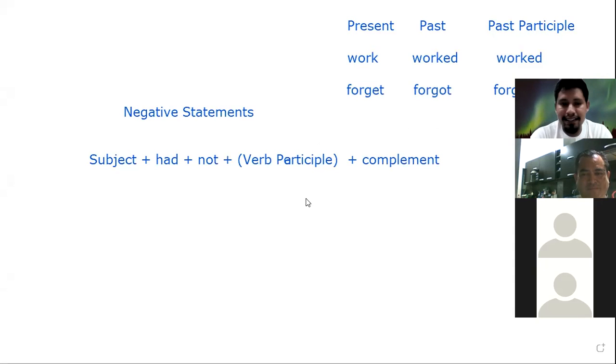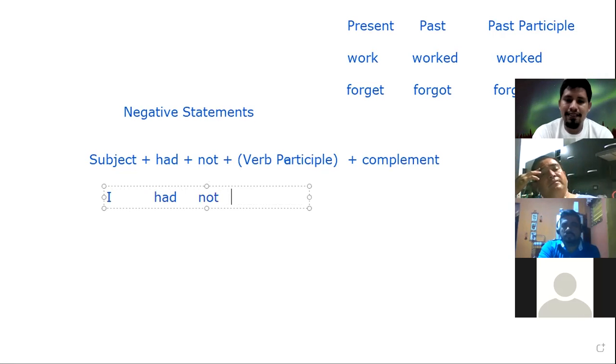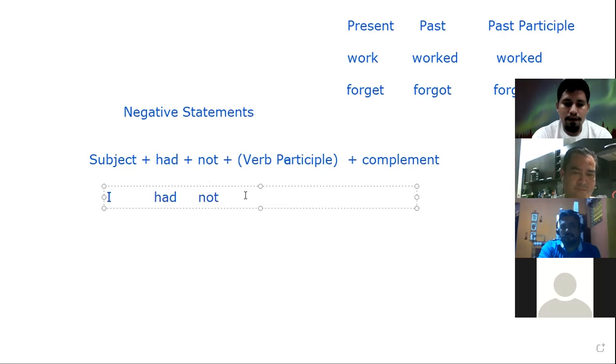If we're going to construct a sentence, in this case you're going to be helping me to construct this sentence. Can you tell me a subject? I. Okay, I. Had in this case, right? Because we're going to use the auxiliary. What else? Not. The adverb not. Tell me a verb in past participle. Written. Broken. Broken. Okay. Broken. And a complement.